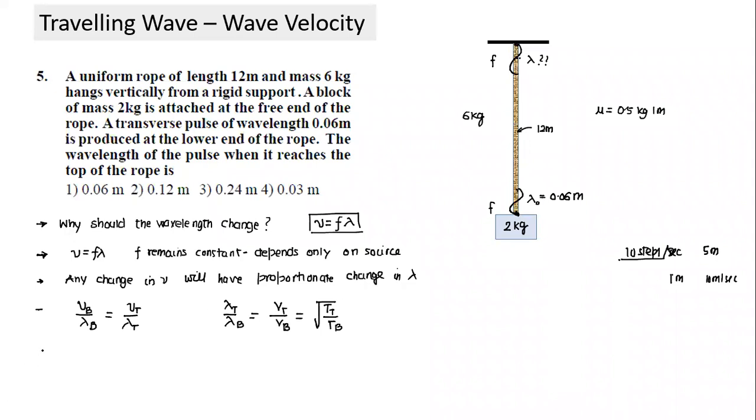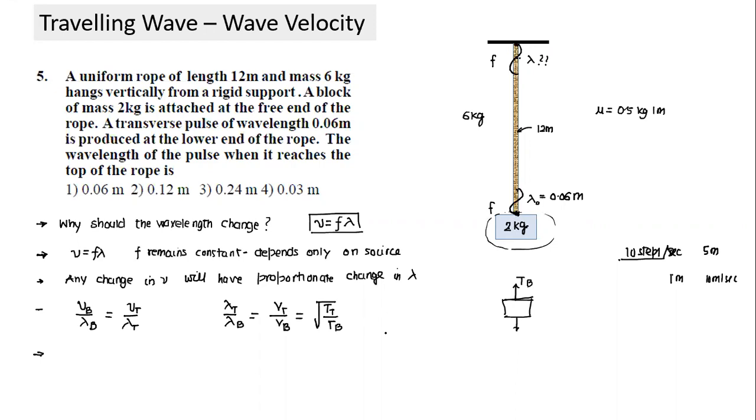For calculation of tension at the bottom, take this 2 kg mass as my system. If I take the 2 kg mass as a system, a contact force or tension force acts on it, with the tension at the bottom upward and its weight acting downward. So what is tension at any point? Tension at any point is equal to the weight of the mass below that point of suspension. What is the weight here? Weight is equal to 2 into g.